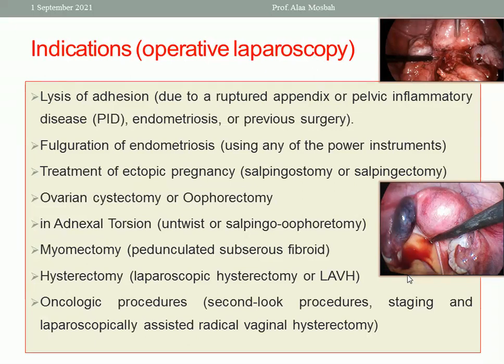We can do hysterectomy through laparoscopy, and this hysterectomy may be total laparoscopic hysterectomy or laparoscopic assisted vaginal hysterectomy. We can do other oncologic procedures like staging for malignancy, as ovarian malignancy, or second look procedures, or we can do laparoscopic assisted radical vaginal hysterectomy.